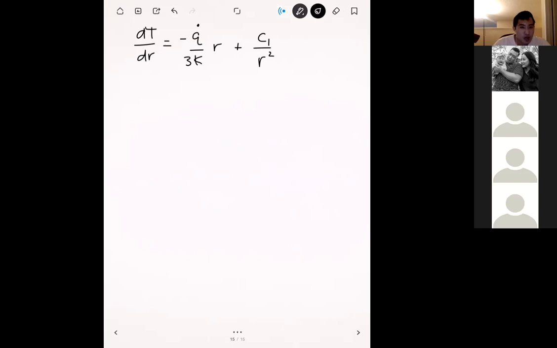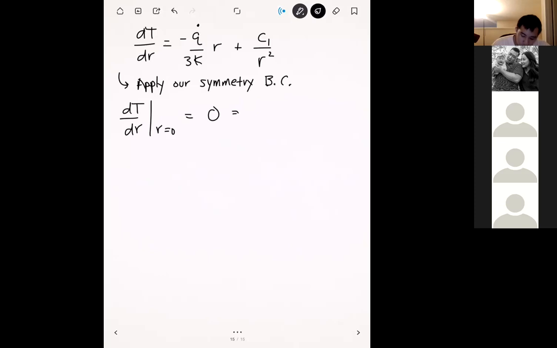And so you actually don't have to take it all the way to the end and integrate if you can apply one of the boundary conditions from here. Right? And so let's apply our symmetry boundary condition. And so remember, our symmetry boundary condition states that dT/dr at r equals 0 has to be equal to 0, okay?